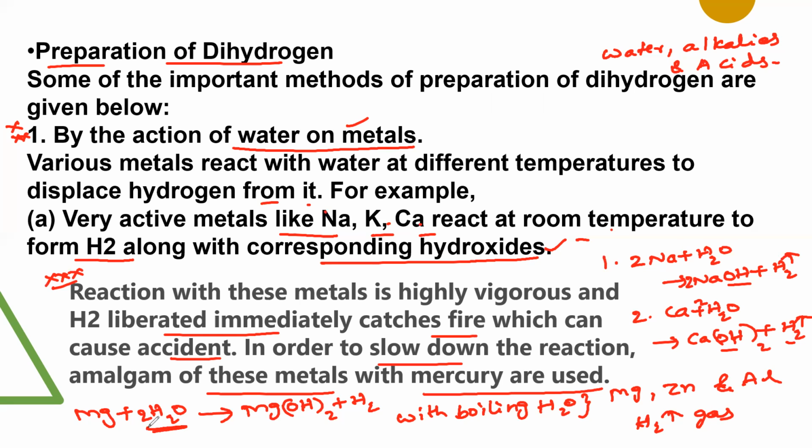with boiling water. The difference is what? Boiling water. Here I write boiling water. So magnesium combines with boiling water and forms magnesium hydroxide along with hydrogen gas. Zinc also combines with boiling water and forms zinc hydroxide along with hydrogen gas. Aluminum also combines with boiling water and forms aluminum oxide along with hydrogen gas.